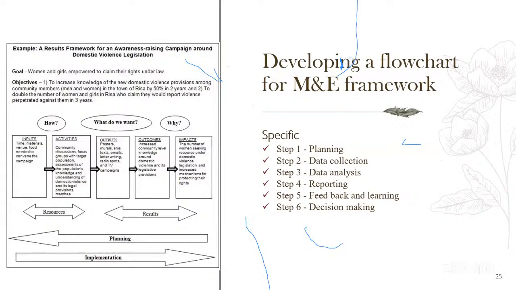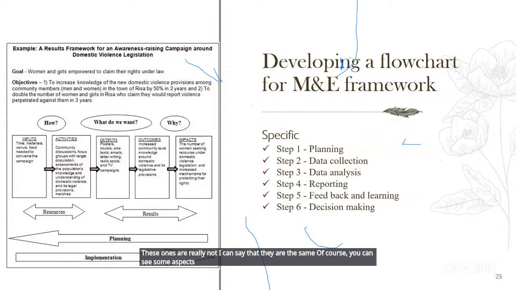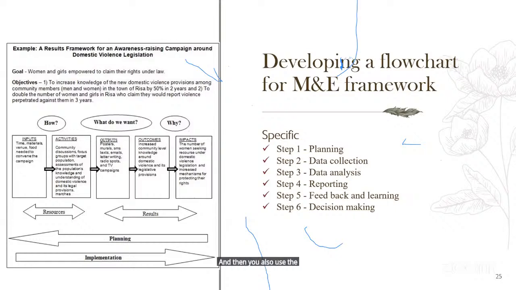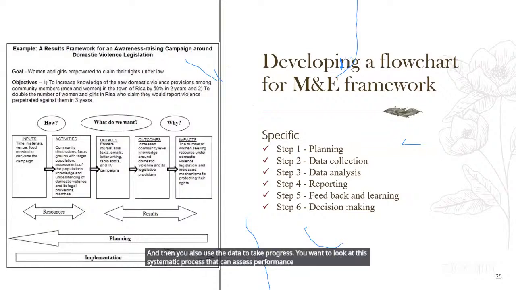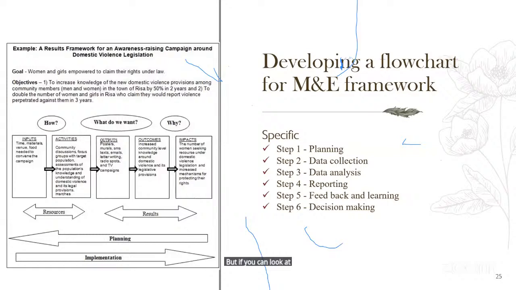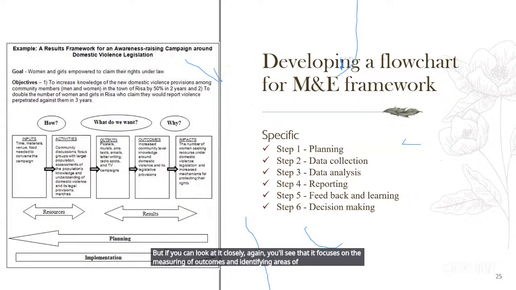Of course, you can see some aspects which appear similar. Because when you are looking at monitoring and evaluation, you are looking at a systematic process that can be used to collect and analyze, and then also use the data to track progress. You want to look at this systematic process that can assess performance and inform decision making. But if you look at it closely, you see that it focuses on the measuring of outcomes, identifying areas of improvement and ensuring accountability.